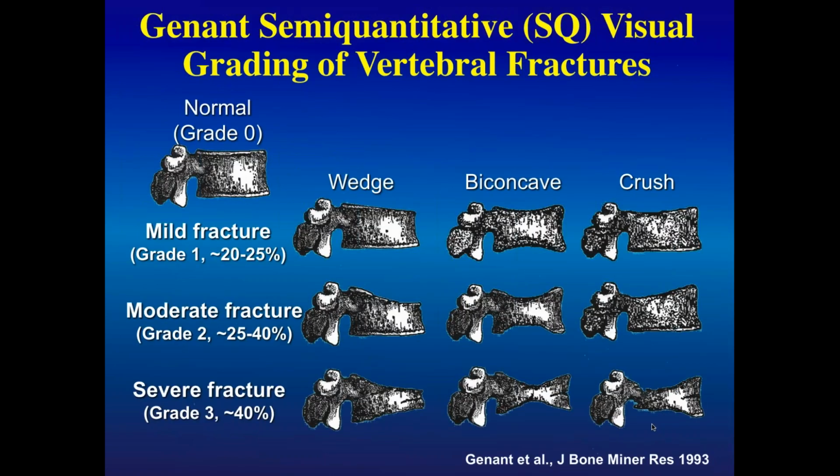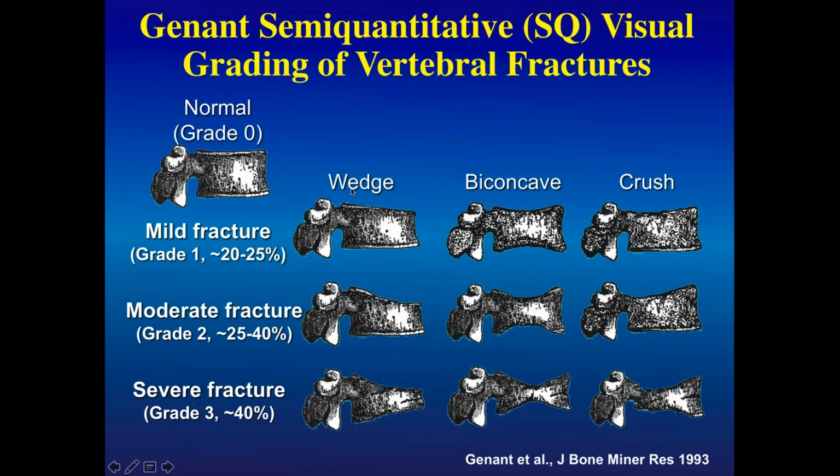Many years ago, we started working with the semi-quantitative assessment, in part because of some of the deficiencies of pure morphometry, and developed this grading scale actually in the 80s, but this was the first major publication on this scoring. Many of you are familiar with this. It is used widely in clinical trials as well as in clinical practice. The mild fractures represent approximately a 20 to 25% reduction, moderate 25 to 40%, severe greater than 40%.